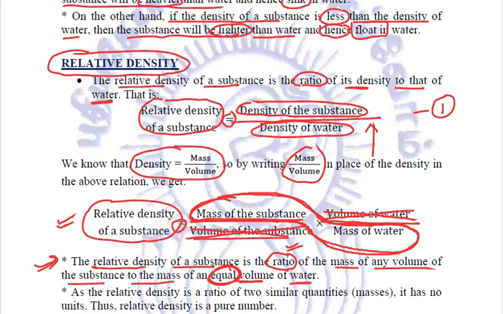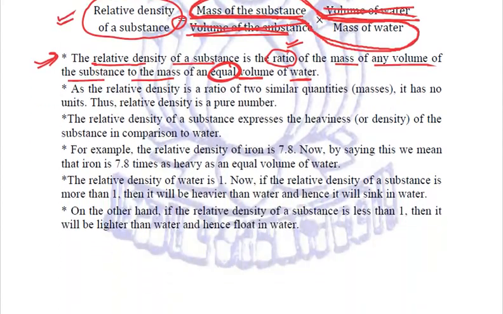Got it? Now the important conclusion that we need to draw from these formulas is that as the relative density is the ratio of two similar quantities, that is masses, it has no units. It is unitless. Thus, whenever we are expressing relative density, we will be expressing it in the form of a pure number.